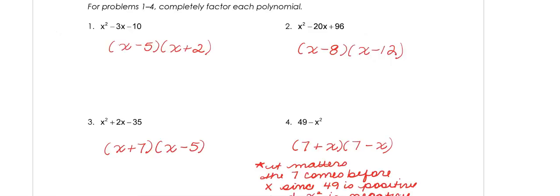Please go ahead. Okay, number 1 is x minus 5 and x plus 2. Number 2 is x minus 8 and x minus 12. Number 3 is x plus 7 and x minus 5. And 4 is 7 plus x and 7 minus x.